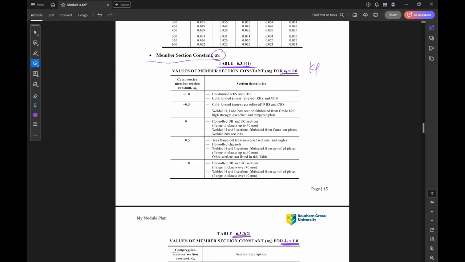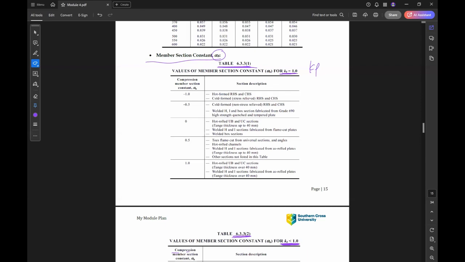Okay, so again, using alpha b and lambda n, we can find the value of alpha c. And what is the use of alpha c? Alpha c will be used to find the member capacity in compression. So alpha c times Ns gives us Nc. Okay. So this is how to find the member capacity.